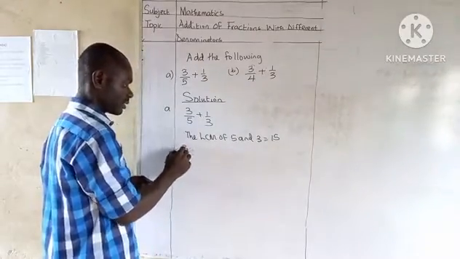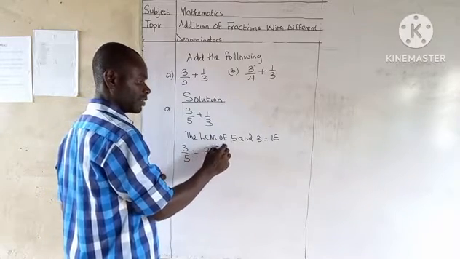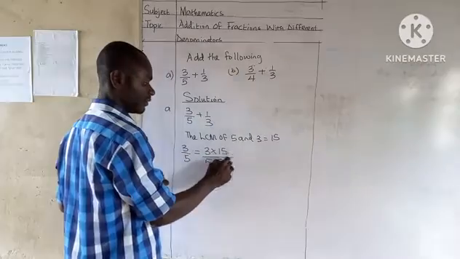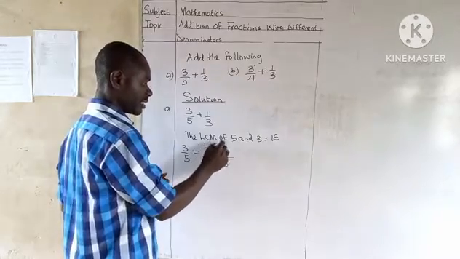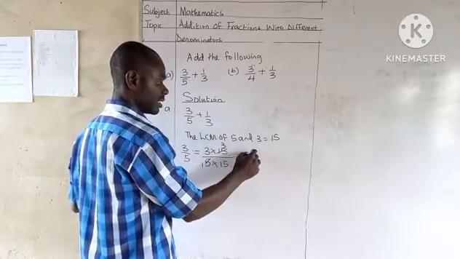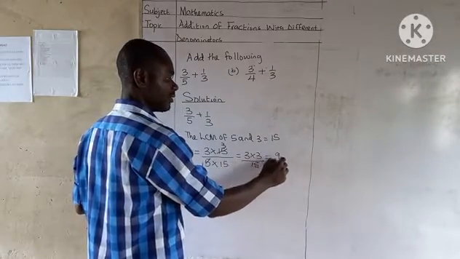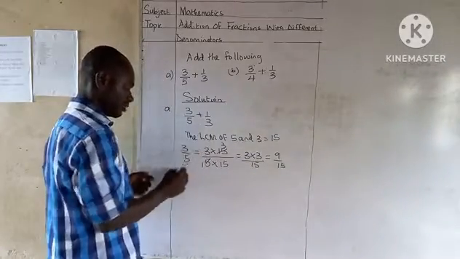So that 3 over 5 will now be the same thing as 3 times 15. We multiply it by the LCM over 5 times 15. If we do that, 5 we cancel itself here once, here 3. So what we have will be 3 times 3 over 15, which is equal to 9 over 15. We have renamed the first fraction, we renamed the second one.